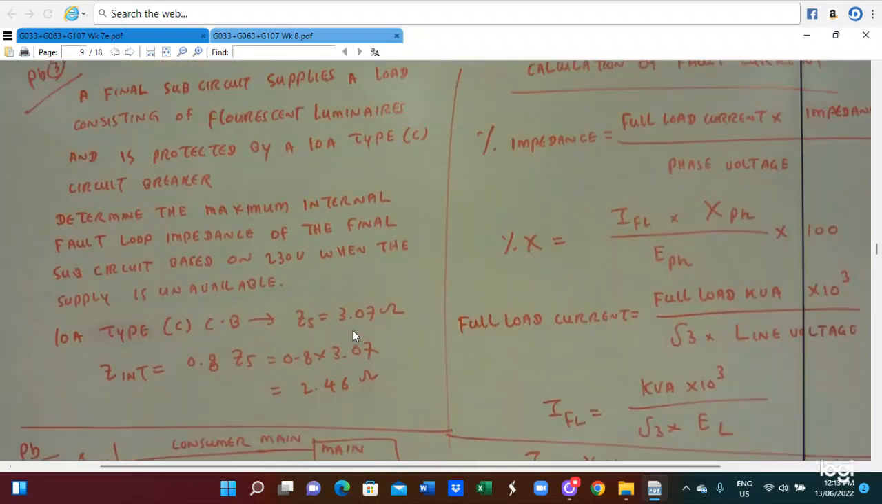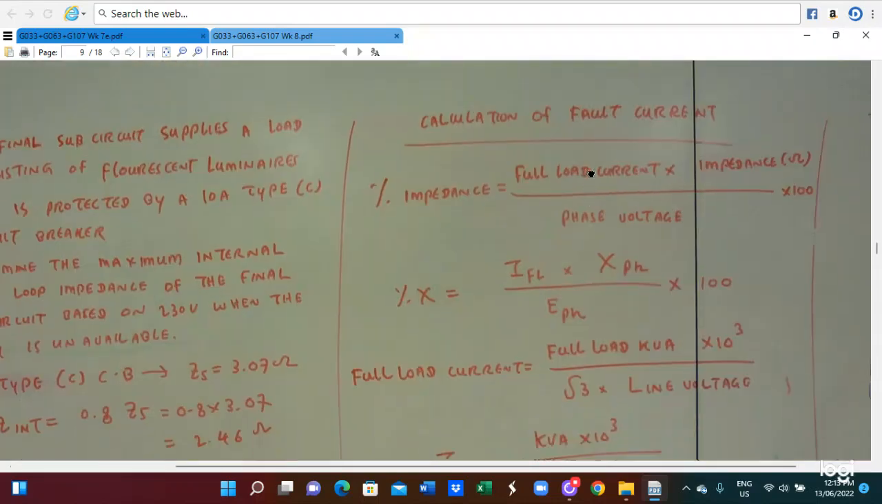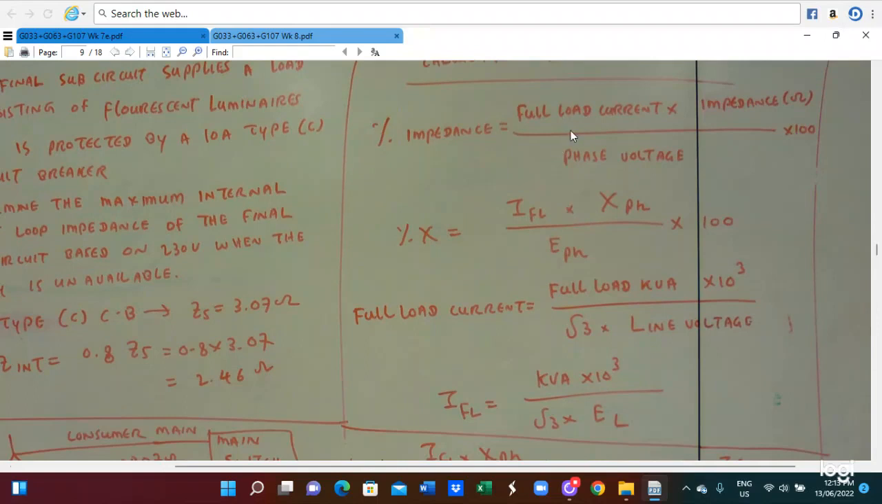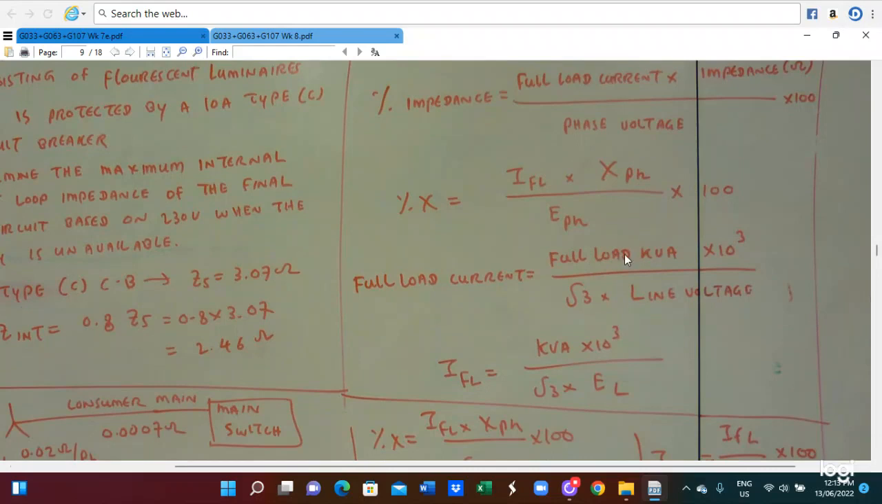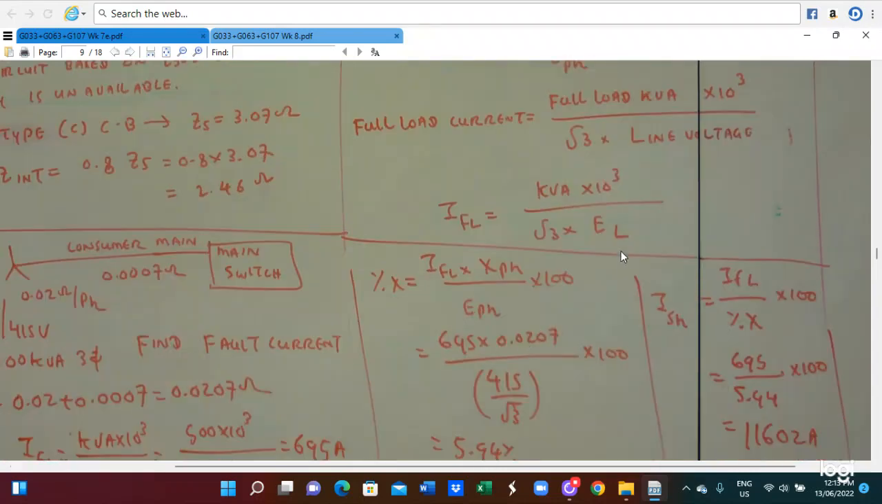Then we also have to calculate the fault current. Percentage impedance is the full load current multiplied by the impedance, divided by the phase voltage, times 100. So the percentage is IF times HV divided by E times 100. The full load current can be calculated as full load kVA multiplied by 10 to the power 3, divided by root 3 times line voltage. So in this case, a big problem.